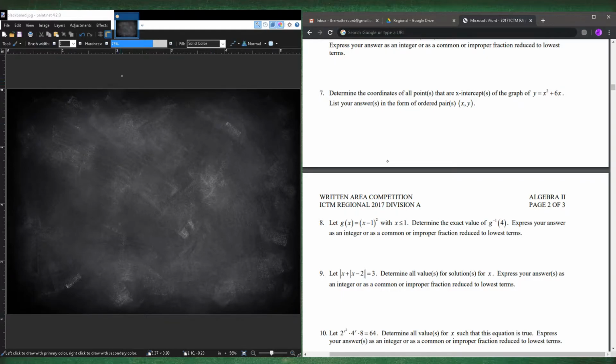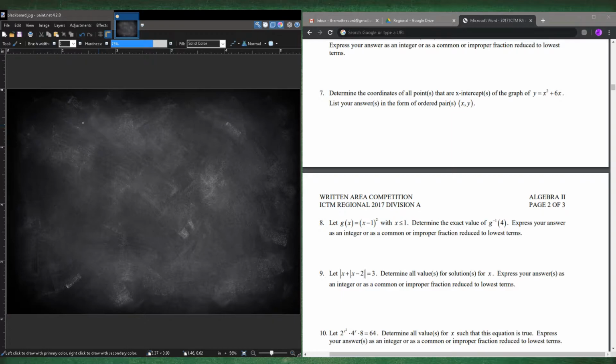Right, so to find x coordinates, that means you just have to set y equal to 0. So 0 is equal to x squared plus 6x. So 0 is equal to x. Distribute out the x, so x times (6 plus x), right? So x times x is x squared, 6 times x is 6x, right? So that means x could be equal to 0, or x could be equal to negative 6, right?